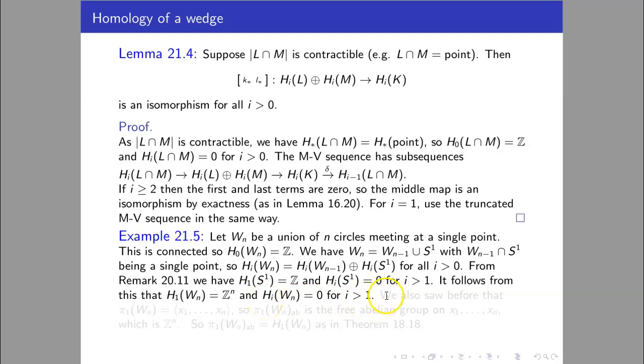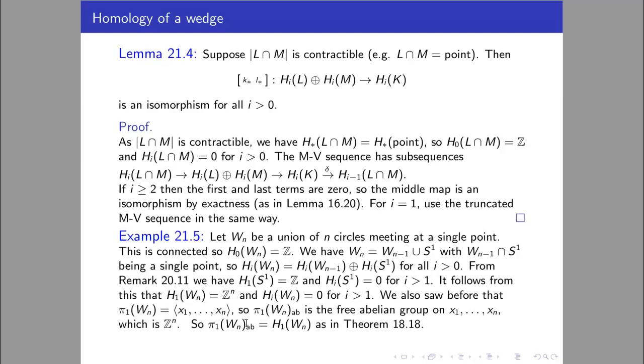So let's compare that with what we learned from the Van Kampen theorem. Using the Van Kampen theorem, we saw that pi 1 of Wn, as I said, is a free group on n generators. And so the abelianization of pi 1 of Wn is a free abelian group on n generators, which is isomorphic to Z to the n. So we're seeing that the abelianization of pi 1 is isomorphic to H1, and that's what we expect. Actually, we proved in theorem 18.18 that this is always true: for a connected complex K, the abelianization of pi 1 is isomorphic to H1.